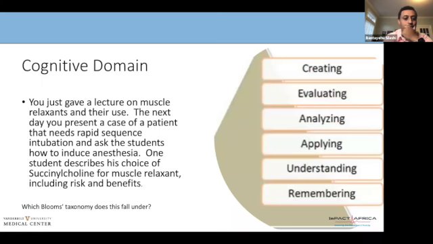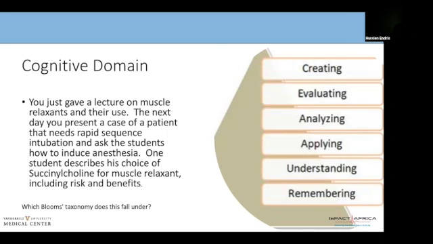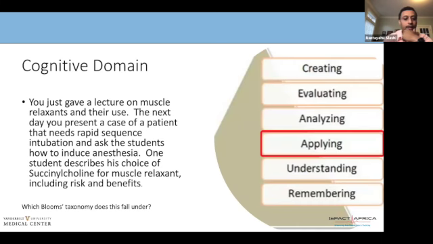You just gave a lecture on muscle relaxants and their use. The next day, you present a case of a patient that needs rapid sequence intubation and ask the students how to induce anesthesia. One student describes his choice of succinylcholine for muscle relaxant, including risk and benefits. Which Bloom's taxonomy does this fall under? Analyzing. Applying. I would say that they're applying.